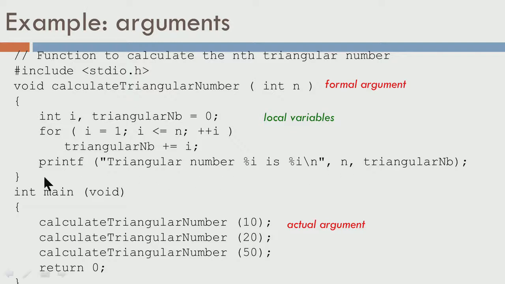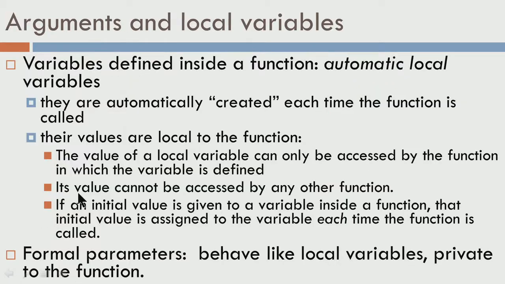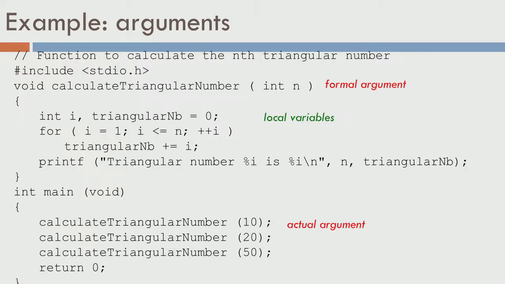You have not returned triangular NB here, therefore we cannot see the value, and there is no way to refer to triangular NB from the main function. So, the values of the local variables are all local to the function; you can access them only within the function, and if an initial value is given to the variable, every time the function is called it is going to be assigned. So, this is particularly useful.